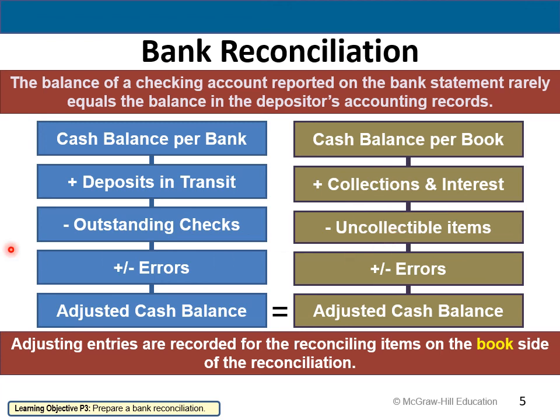All right. Errors. This is kind of the wild card, because you really need to look and analyze an error, determining whether it's a bank error or an error from the company's accountants, and that's how we determine where that goes. All right. One thing to keep in mind: every adjustment to the cash balance per book requires a journal entry, because those represent transactions that haven't yet been recorded in the accounting records.